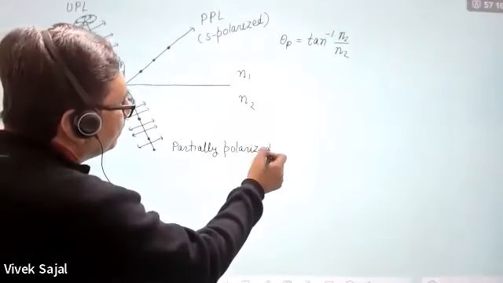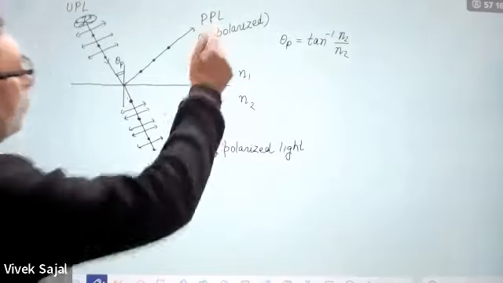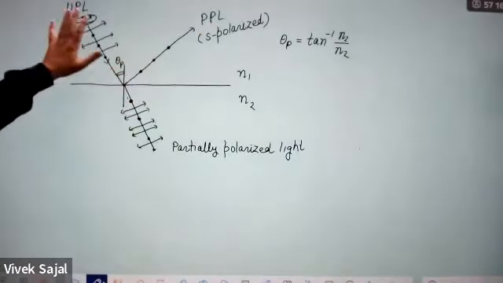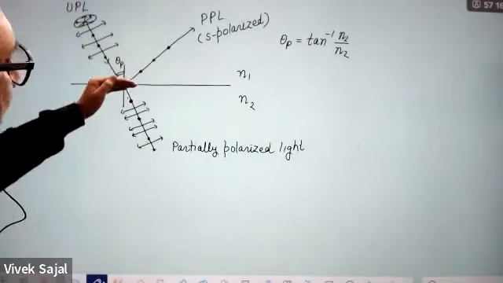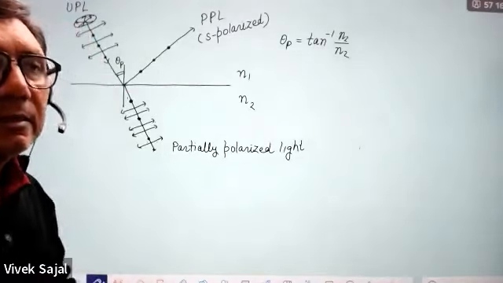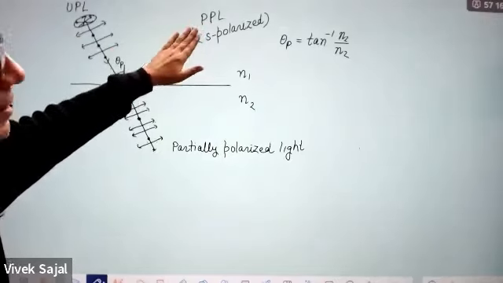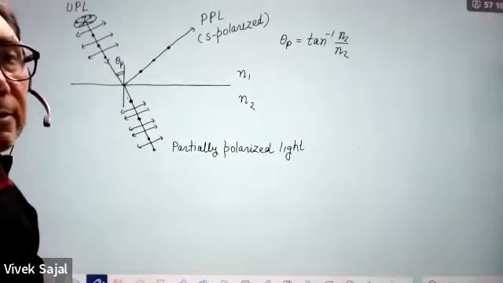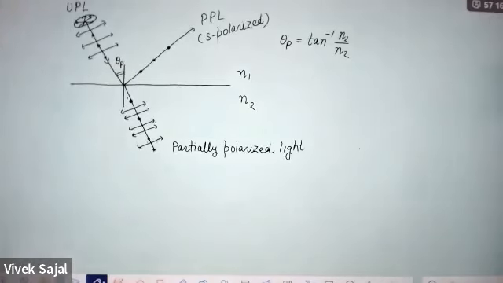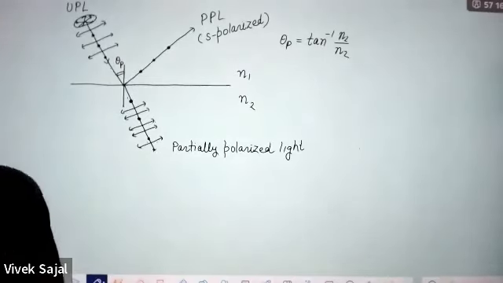So in this way, you can produce plane polarized light from unpolarized light with the help of reflection. With the help of reflection, one can produce plane polarized light, S polarized light here, from the unpolarized light. So this is the first method of producing plane polarized light. Is it clear to everyone?